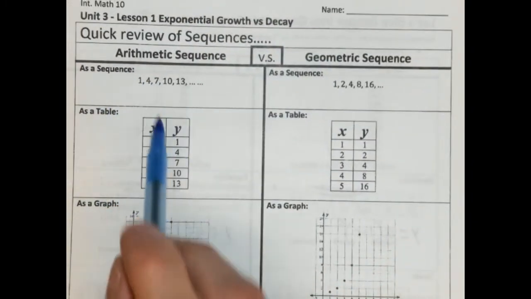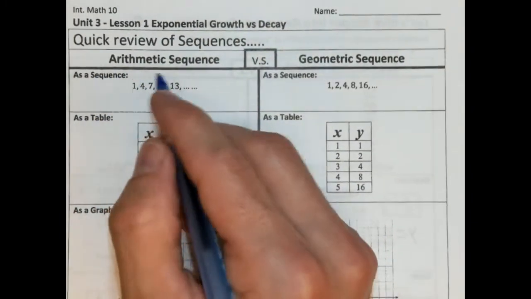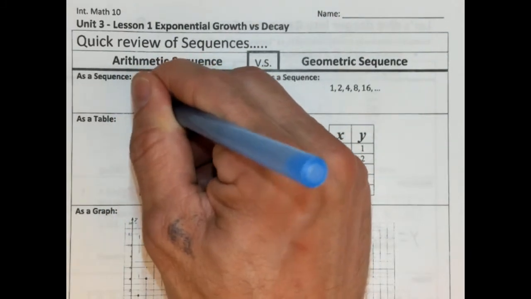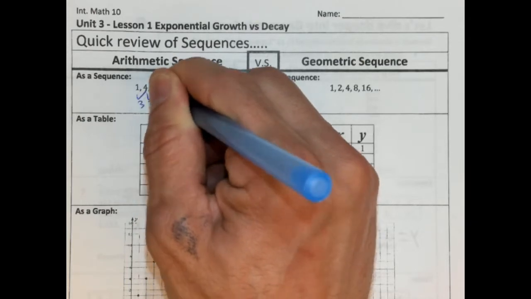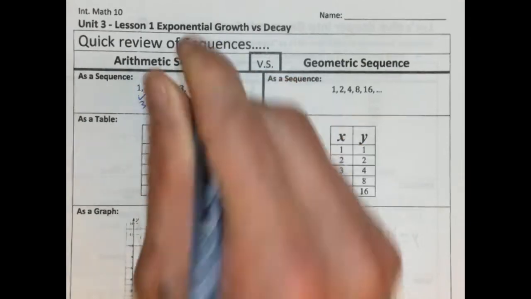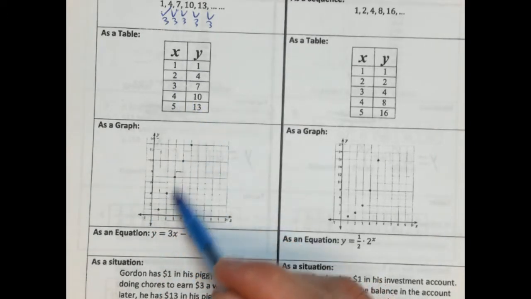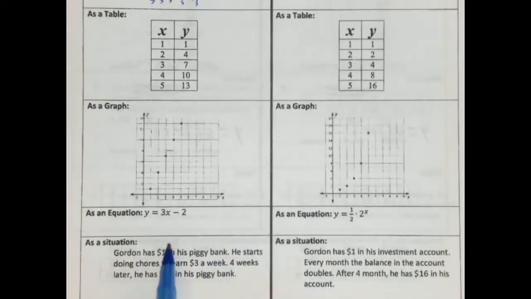We have an arithmetic sequence here, 1, 4, 7, 10, 13. Now this is going up by a constant amount. It's actually going up by 3, right? That's our rate of change, going up by 3. So that would be linear. If we were to graph that, it would form a line. So here we have a discrete graph where they plotted these points. If I was to connect those, it would form a line. Therefore, it's linear. Here's a linear equation.